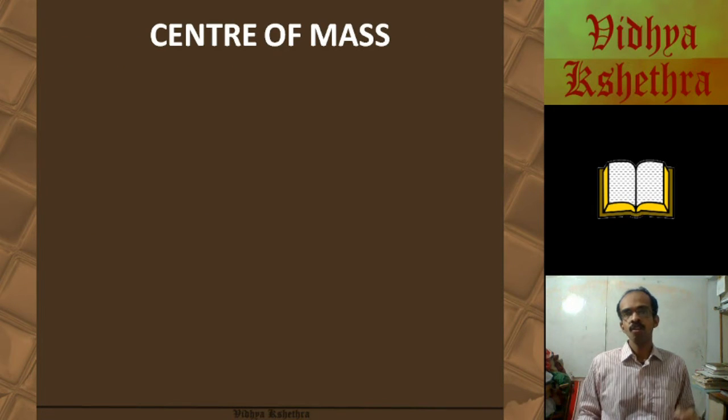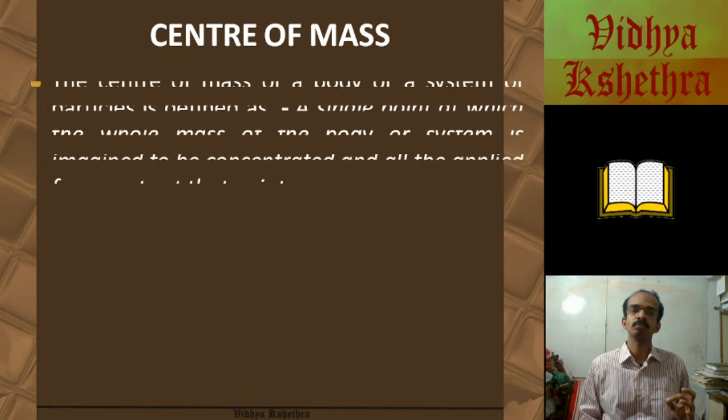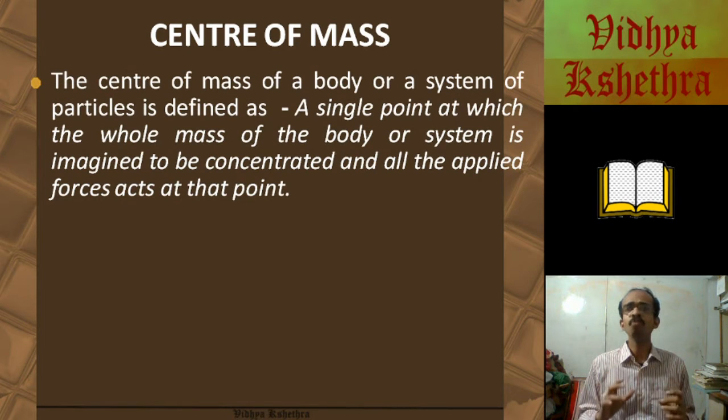Now we can see the first important concept in this chapter, which is center of mass. The center of mass of a body or a system of particles is defined as a single point at which the whole mass of the body or system is imagined to be concentrated and all the applied forces act at that point. That is the center of mass.